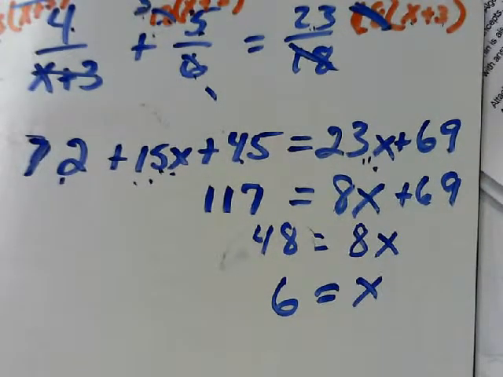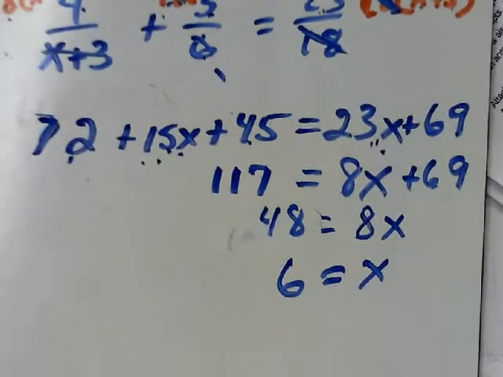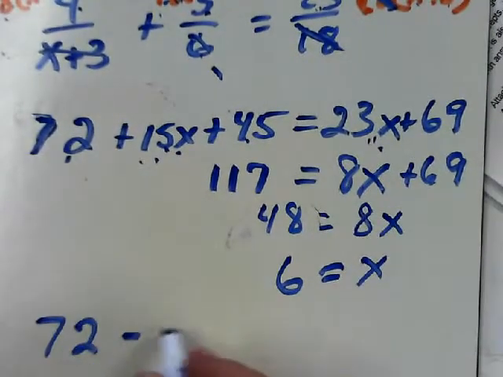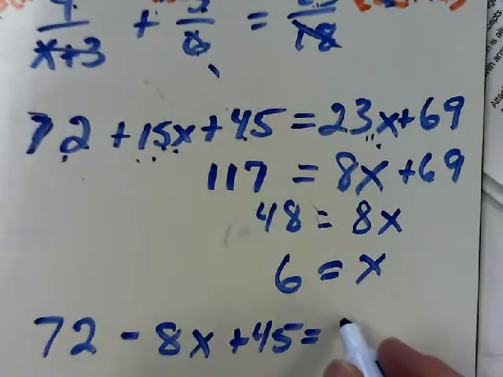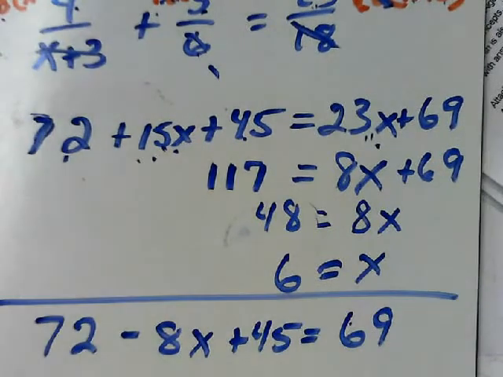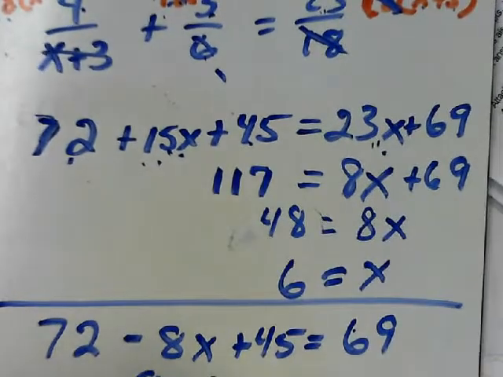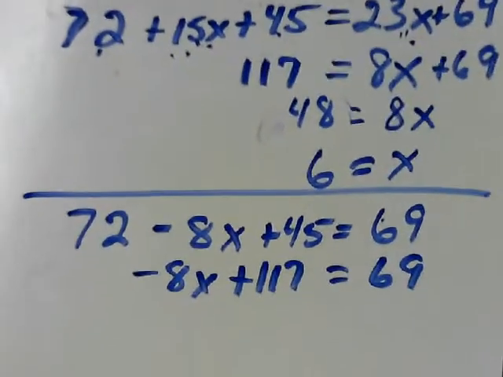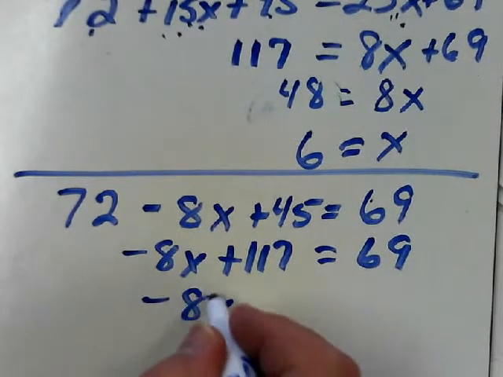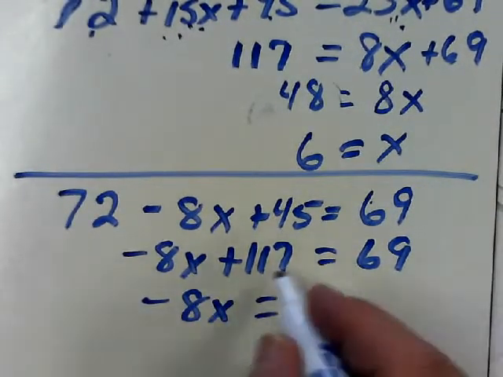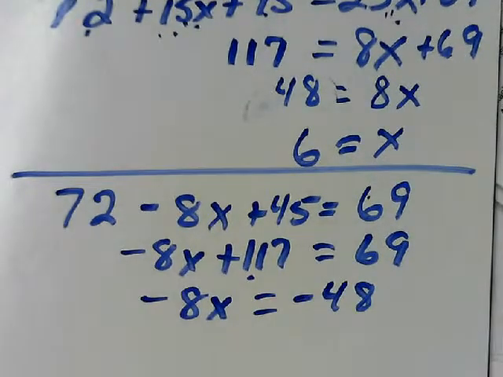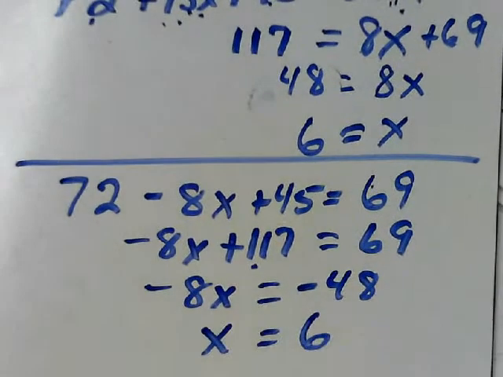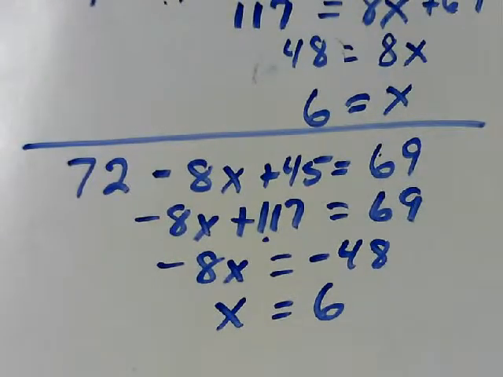Would it make any difference if I move the 23x over first? I'd have 72 minus 8x plus 45 equals 69 if I did that. So I'd have a negative 8x plus 117 equals 69. If I move the 117 over to the right side, I'd have a negative 48. So x equals 6. So either way that you wanted to do that, it will work out.